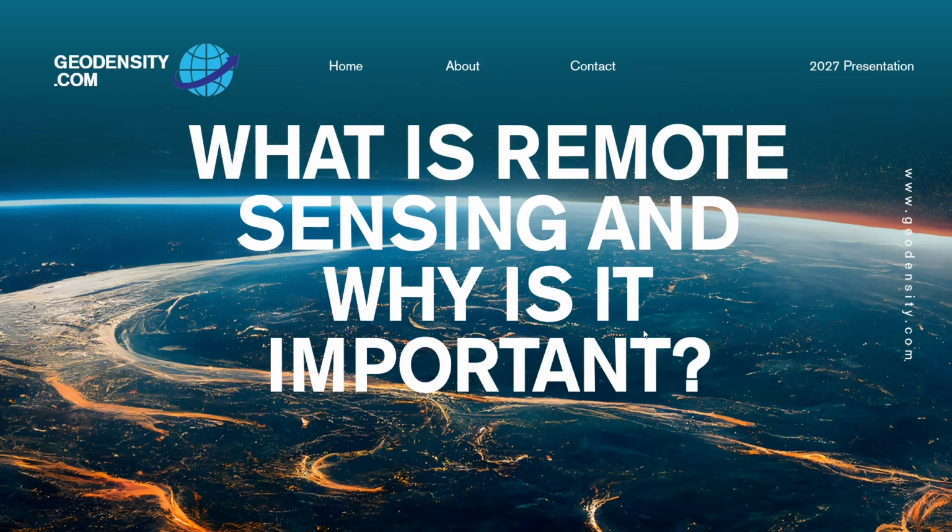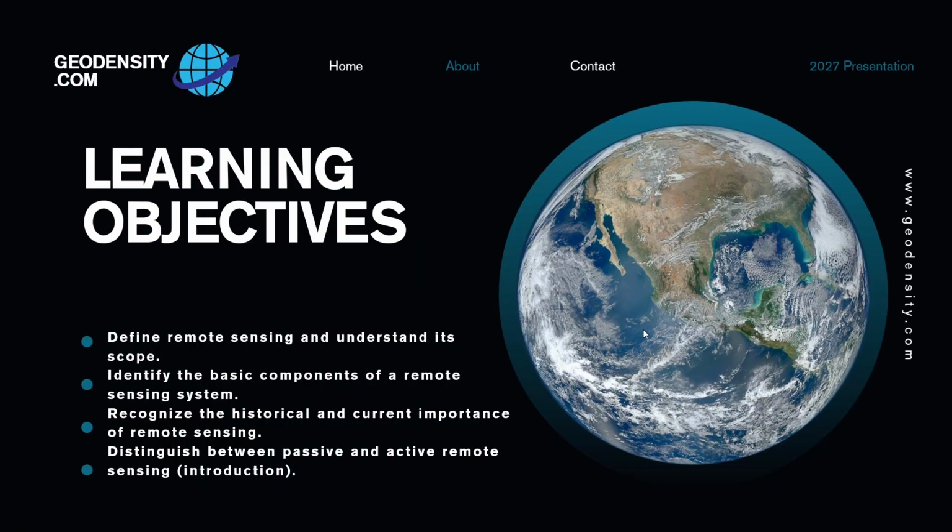Before going into the content, let us review the goals set for this session. By the end of this class, you will be able to, first, define precisely what we mean by remote sensing. Second, identify the essential components that make up a remote sensing system. Third, recognize the historical and current importance of this discipline. And finally, we will introduce the key distinction between passive and active remote sensing. These will be our pillars for today's class.